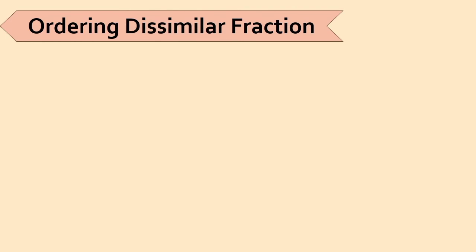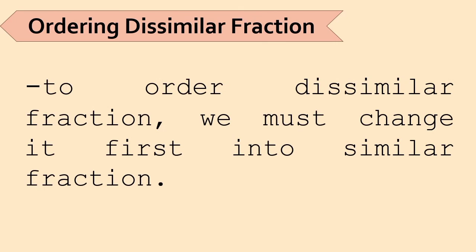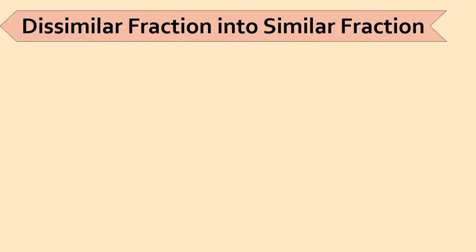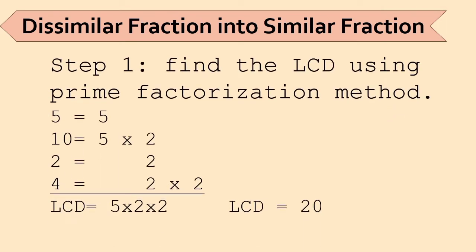Next is ordering dissimilar fractions. To order dissimilar fractions, we must change them first into similar fractions. For example, arrange in ascending order the fractions 2/5, 7/10, 1/2, and 3/4. To change the dissimilar fractions into similar fractions, we have step 1. Find the LCD or the least common denominator using the prime factorization method.